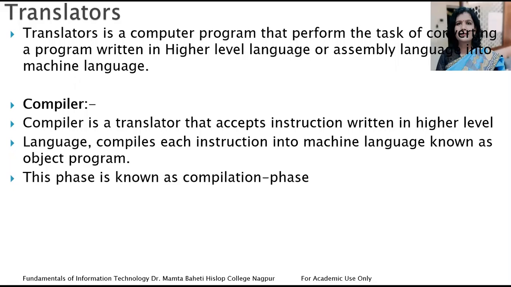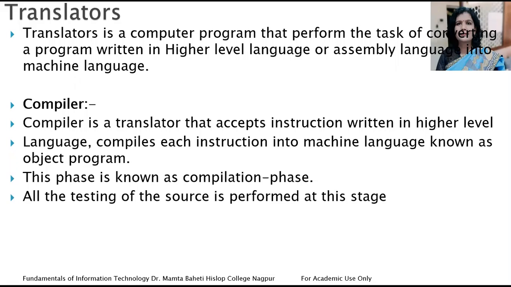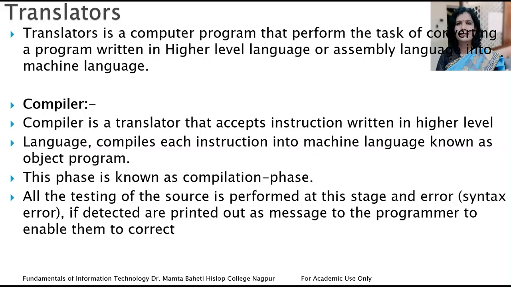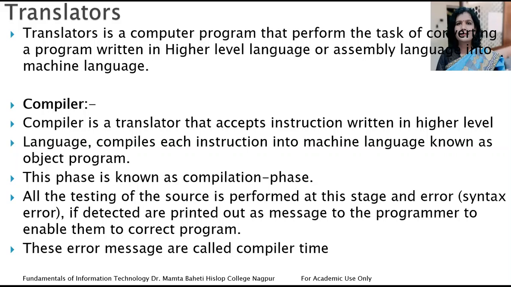So what is a compiler? A compiler is a translator that accepts instructions written in a higher level language and compiles each instruction into machine language, that is called as object program, और फिर इस ऑब्जेक्ट प्रोग्राम को एग्जीक्यूटेबल फॉर्म में कन्वर्ट किया जाता है. सो दिस फेज ऑफ कंपाइलेशन इज नोन एज कंपाइलेशन फेज, जिसमें ऑब्जेक्ट कोड क्रिएट होता है.